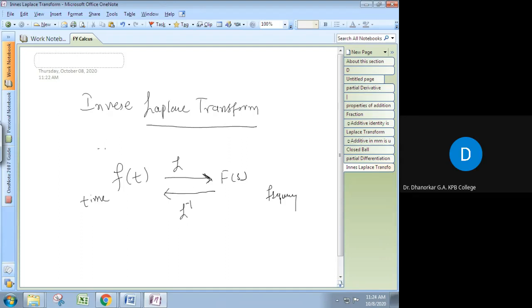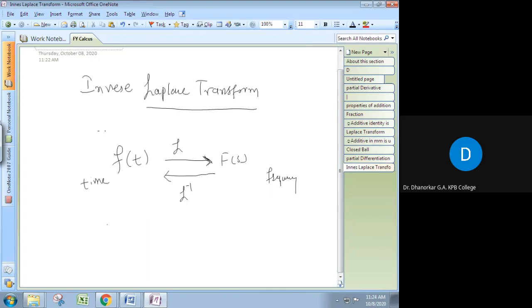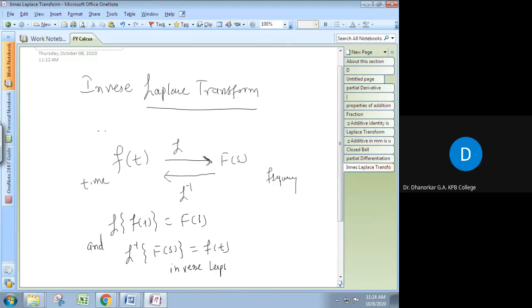Here we have to use the inverse. Mathematically, we can denote it here: the Laplace transform of the function f of t is equal to F of s. Then, if I take L inverse operating on this frequency domain function, we get the function f of t. And this is called the inverse Laplace transform.